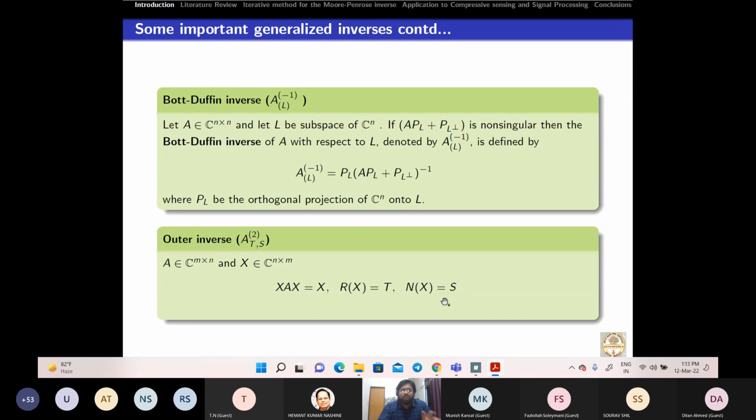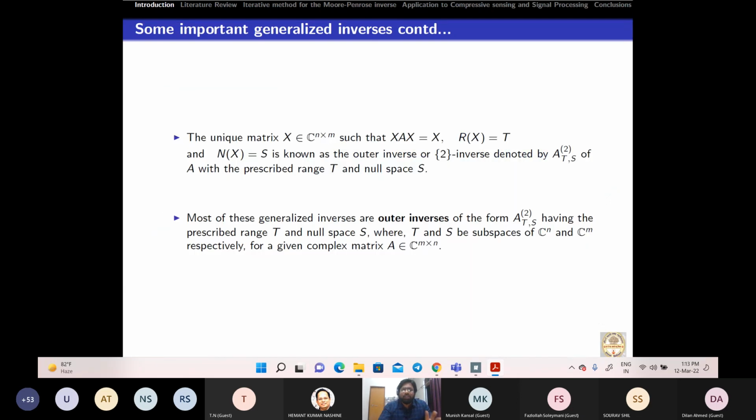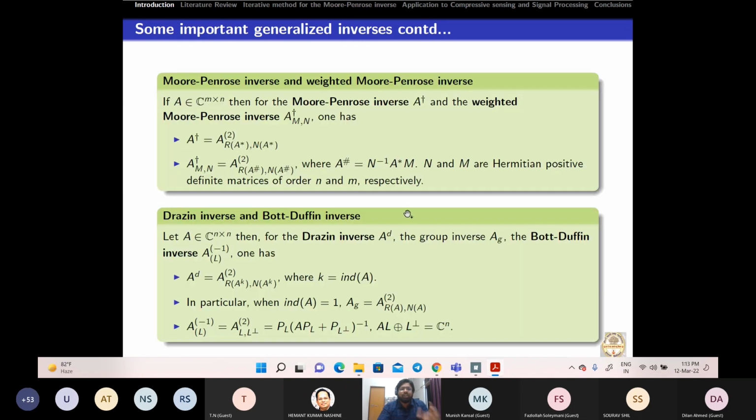So why we study outer inverse A_{T,S} will be clear with this. Those who start working in this area may find many papers on the computation of outer inverse A_{T,S}, like outer inverse of A with prescribed range T and null space S. One reason may be this result. This result says that if A is an m cross n matrix, then the Moore-Penrose inverse A dagger is the outer inverse A with range space of A star and null space of A star.